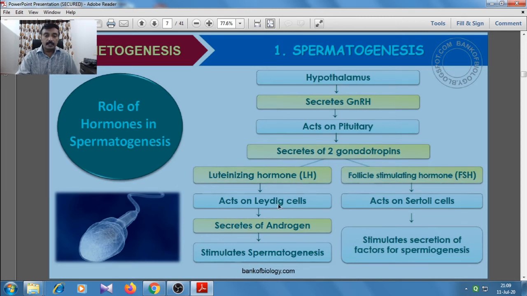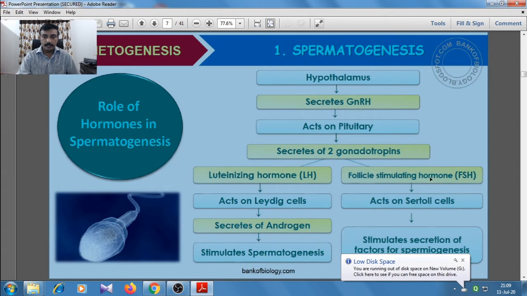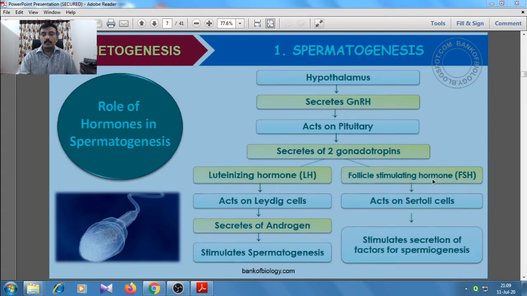The LH goes and acts on the Leydig cells. The Leydig cells produce the male sex hormones called the androgens, and the androgens control the process of spermatogenesis. And at the same time, the follicle stimulating hormone FSH acts on the Sertoli cells, and the Sertoli cells produce certain factors which help in the process of spermiogenesis.